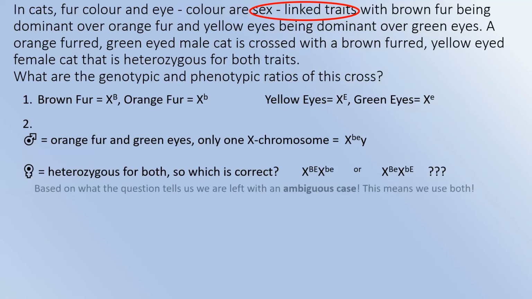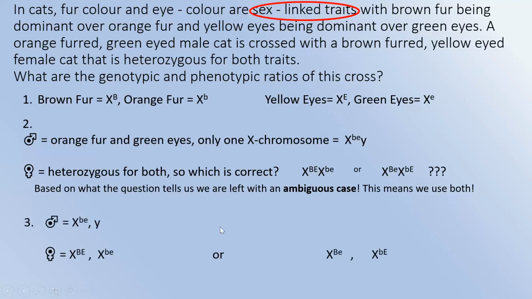Okay, so this is an ambiguous case. You would have seen this word in your practice, but that means we have to use both. Based on the information that the question gave us, either one of these genotypes for the mother is equally likely. So we can't say based on her being heterozygous for both if she's this or that, because both of these genotypes are heterozygous for both traits. So we get to do both. So take a second and figure out the gametes for each parent here. Figure out the gametes, and keep in mind that we have to do two cases for the female. So I'll give you 5, 4, 3, 2, 1.